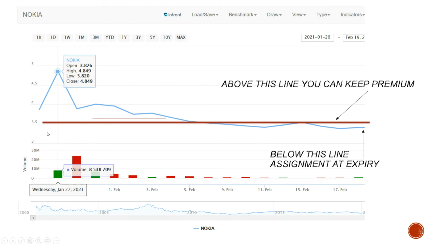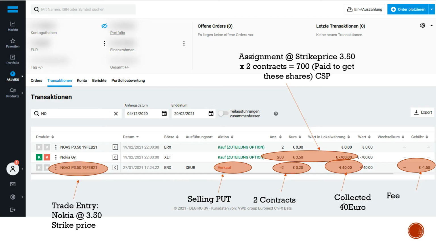But as you see here, during the expiry date, the share price was trading below the 350 strike price, which means it was trading low. And then on the 19th, I was assigned these shares for those two contracts, which means I was assigned 200 shares of Nokia on 19th of February. Let's look into how it actually looks from the cost perspective.